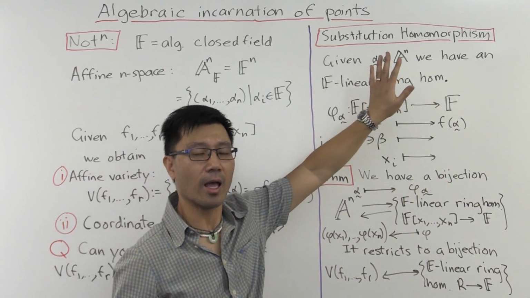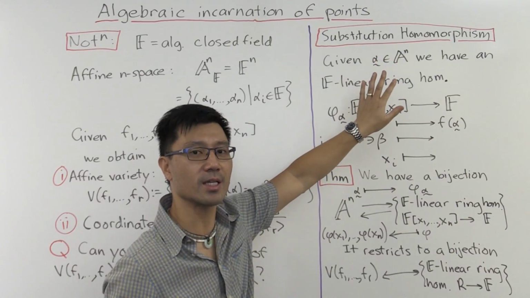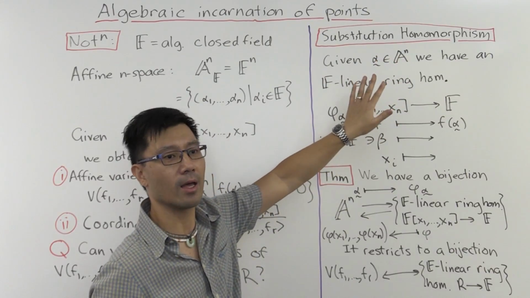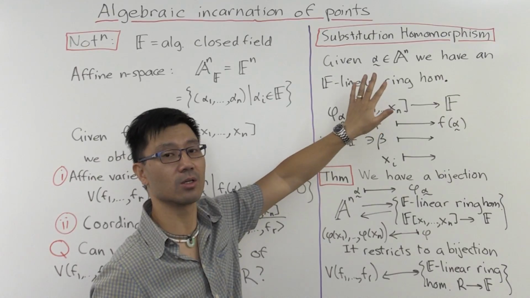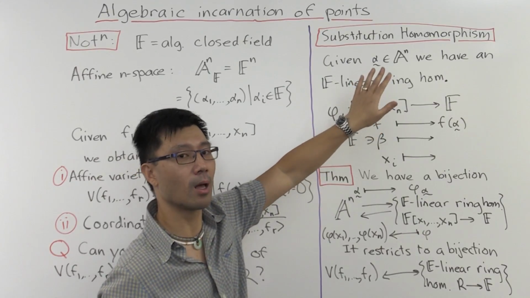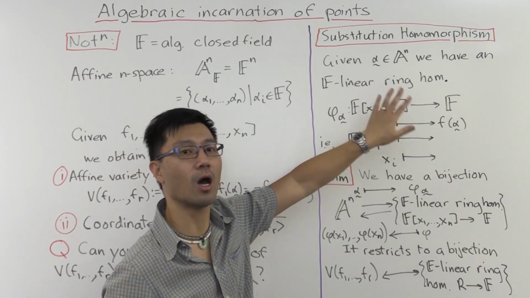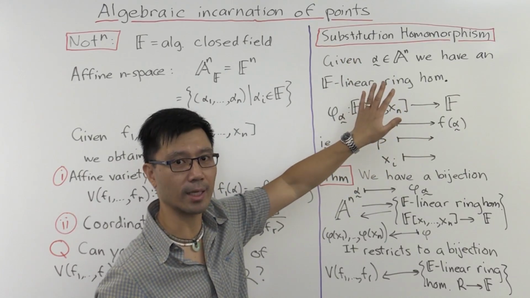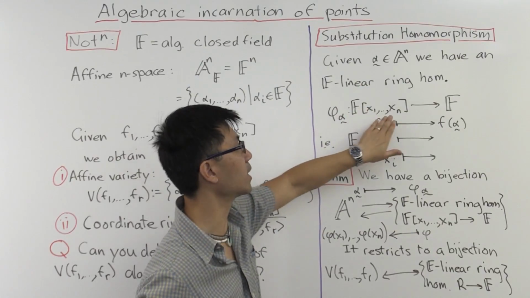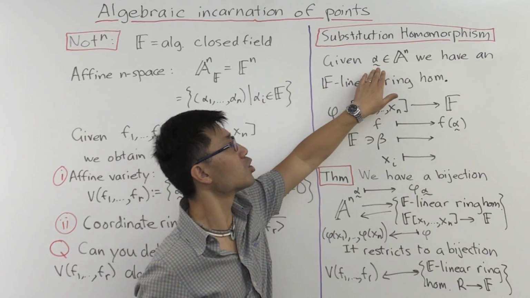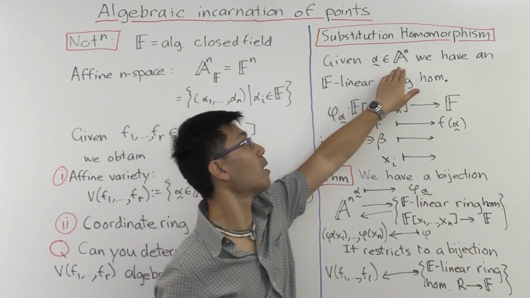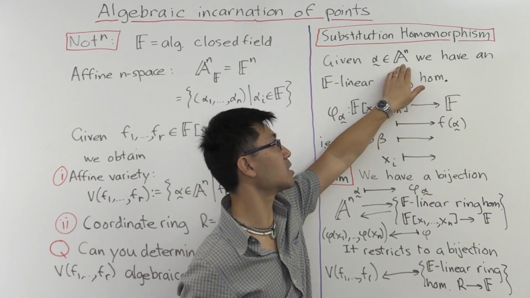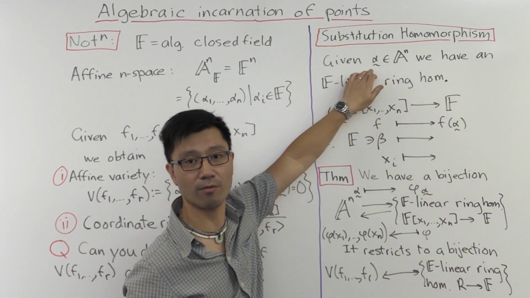So the case that we want to have a look at first is the simplest case where there are no relations. So in other words, we don't have any polynomials involved, and we just look at the whole affine space, and the coordinate ring is just the polynomial ring here. So what can you do with a point on this affine space? So just an n-tuple alpha.